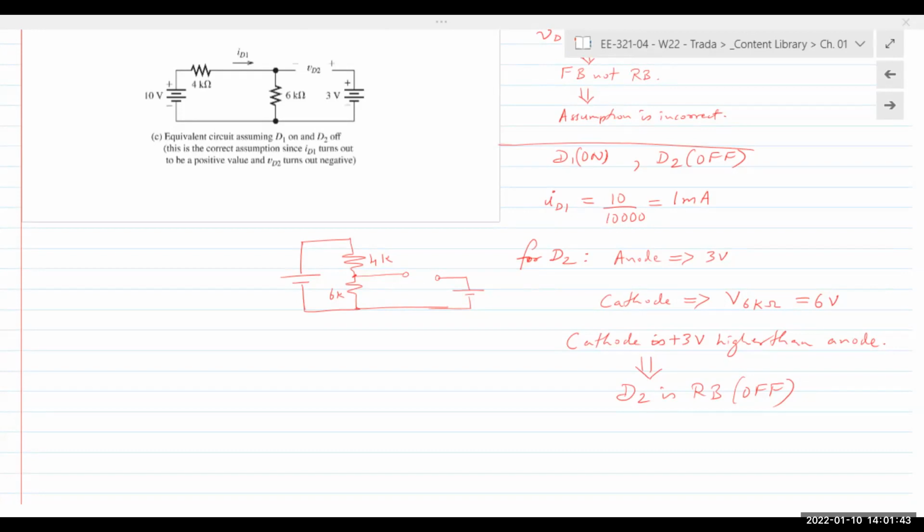Yes. No, just the load line analysis. Just the load line analysis.